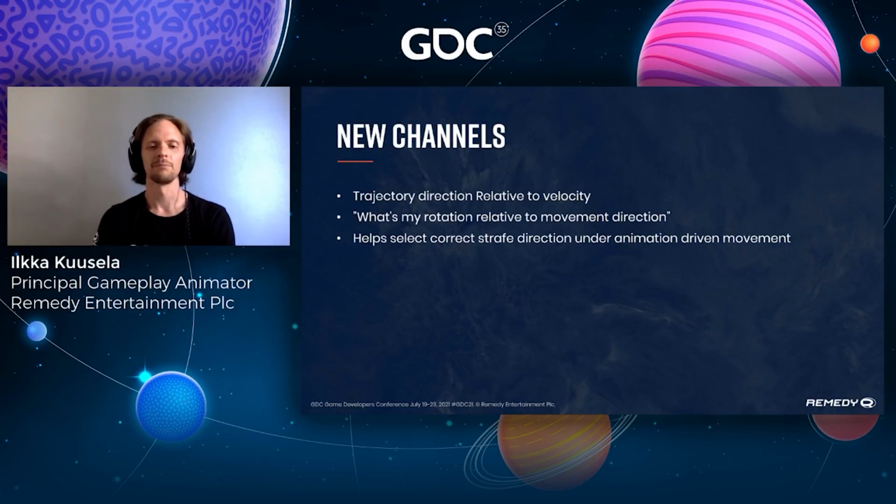There was also one more motion channel we had to add to make animation-driven movement work. The problem was that when characters were strafing, now that the code was no longer rotating the character to face the right direction, it was failing to find the correct animations. So we added this channel called trajectory direction relative to velocity. It basically tells you what is my rotation relative to movement direction. And this helped it pick correct strafe directions under animation-driven movement.